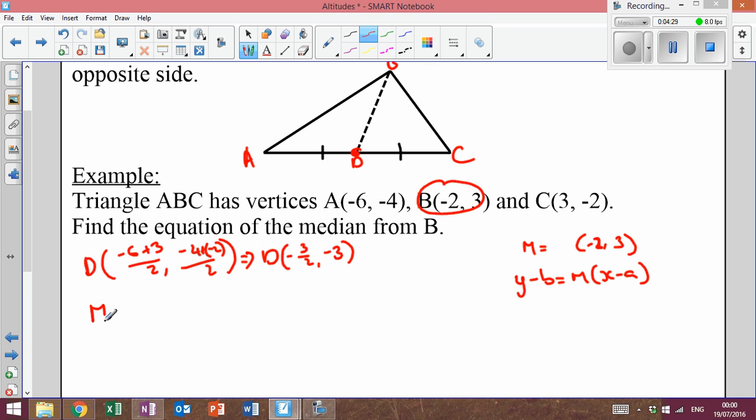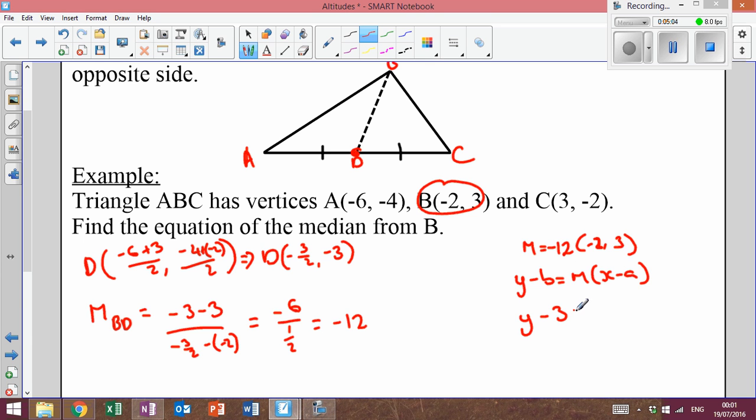Now we can get the gradient between B and D. It's not going to be nice because I've got that fraction, but that's fine, that's possible. Negative 3 subtract 3 over negative 3 halves subtract negative 2. So that's negative 6 on the top. Negative 3 halves add 2 is just a half. So negative 6 divided by a half is negative 12. So our gradient is negative 12.